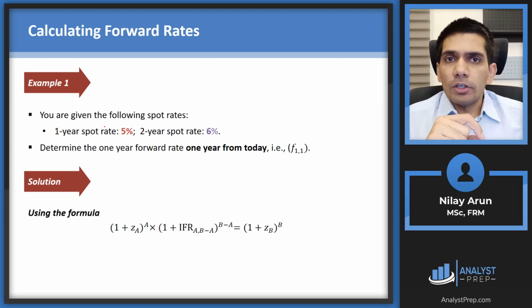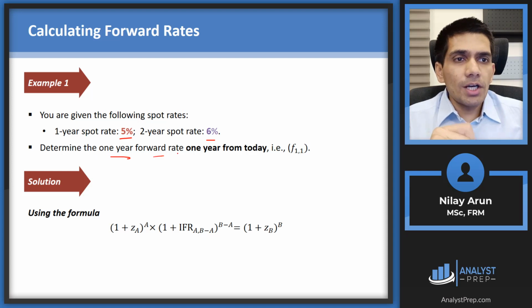Now you're given the following spot rates. The 1 year spot rate is 5%. The 2 year spot rate is 6%. What do we need to determine? We need to determine the 1 year forward rate 1 year from today. Now you'll see several different kinds of notations here. The main thing is that you understand which rate exactly we are calculating. So first, let's put everything into the formula and then we do this exact same question using the timeline method.